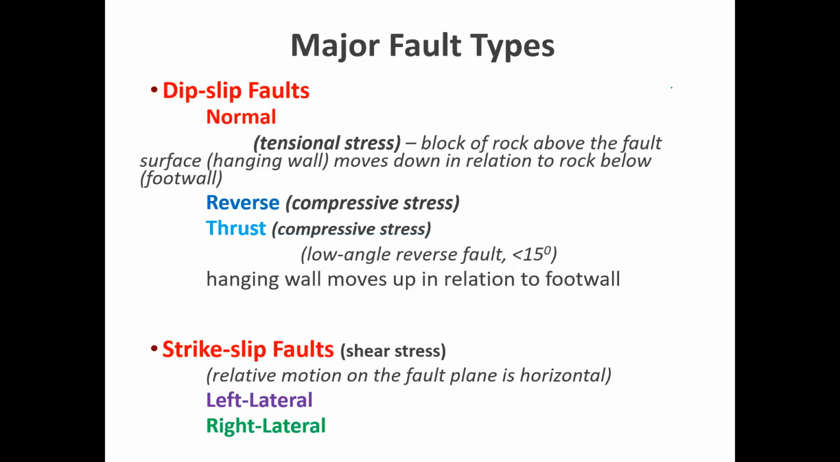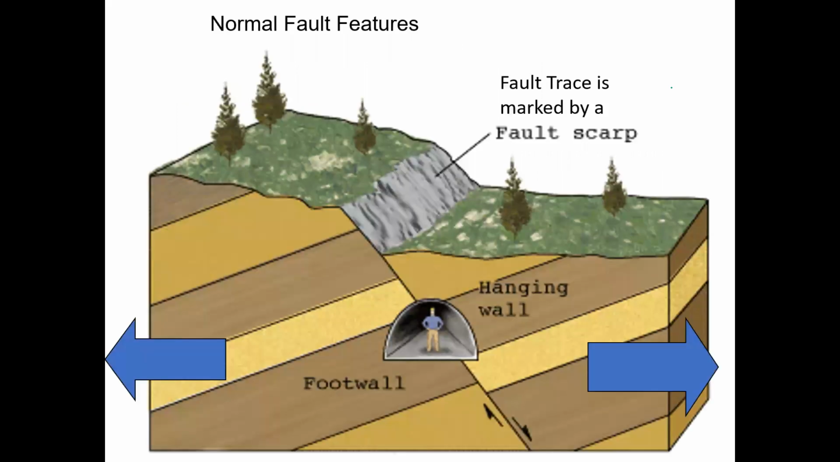a minute. A strike-slip fault results from shear stress, and there are two types of strike-slip faults. There's a left lateral strike-slip fault, and there's a right lateral strike-slip fault. Those terms, hanging wall and footwall, those are old mining terms.